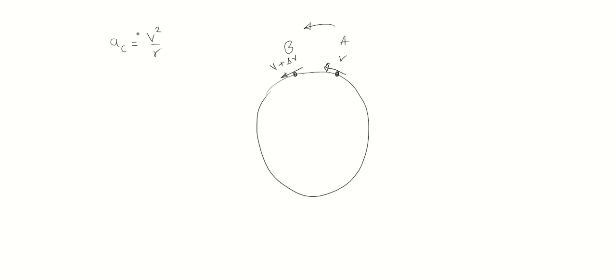Okay, delta v is the change in velocity from A to B. Those velocity vectors are perpendicular to the radius, because the radius is always perpendicular to the tangent to the circle, and as the object moves from A to B, it makes a small angular displacement delta theta.